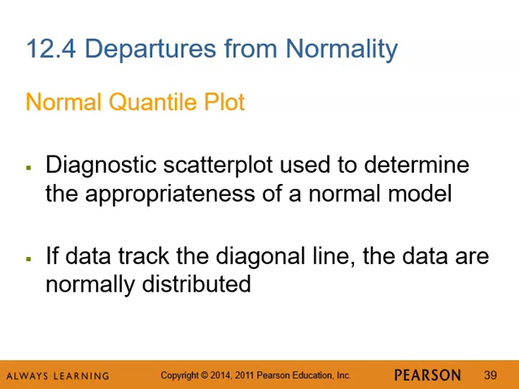And some results and departures from normality is the normal quantile plot. The normal quantile plot is a diagnostic scatter plot used to determine the appropriateness of a normal model. If the data track the diagonal line, the data are normally distributed. So let's see an example here.